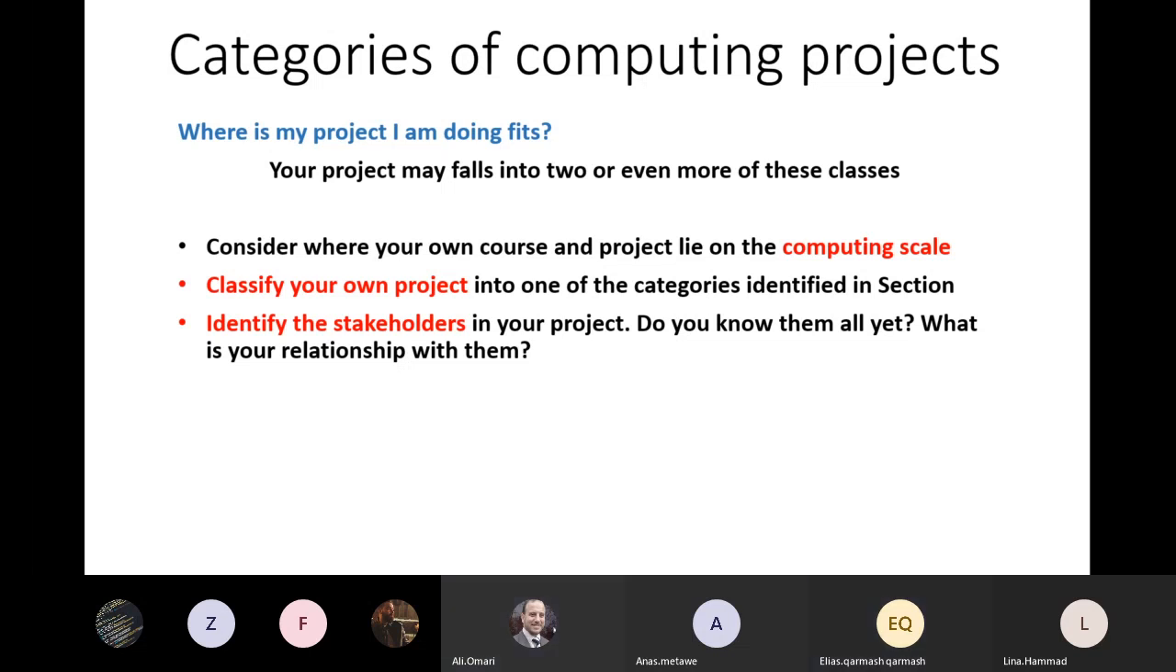Educational? Okay. I don't know, it's very confusing to classify it. It's confusing because here's the answer: your project may fall into two or even more of these classes. It doesn't have to be in one, it probably will fit different classes.